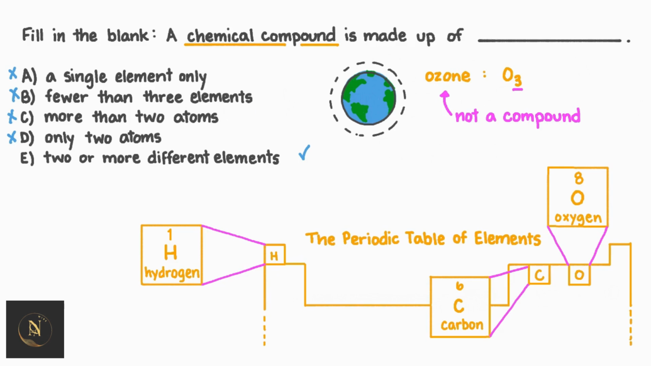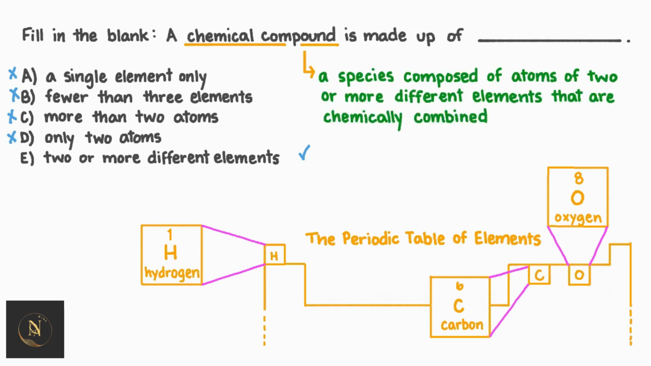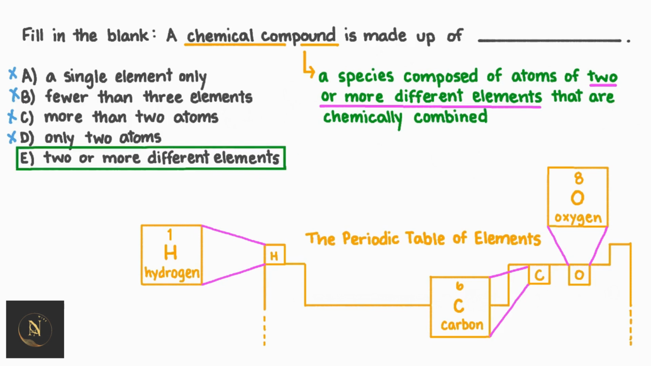To be certain that we arrived at the correct conclusion, let's look at the definition of a chemical compound. A chemical compound is defined as a species composed of atoms of 2 or more different elements that are chemically combined. The definition supports our conclusion that answer choice E is the correct answer. So we should fill in the blank with answer choice E, 2 or more different elements.